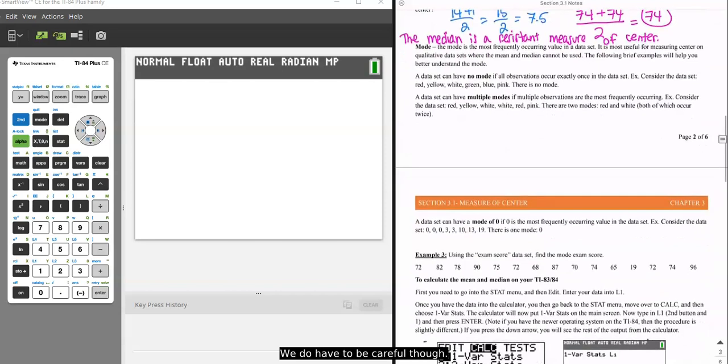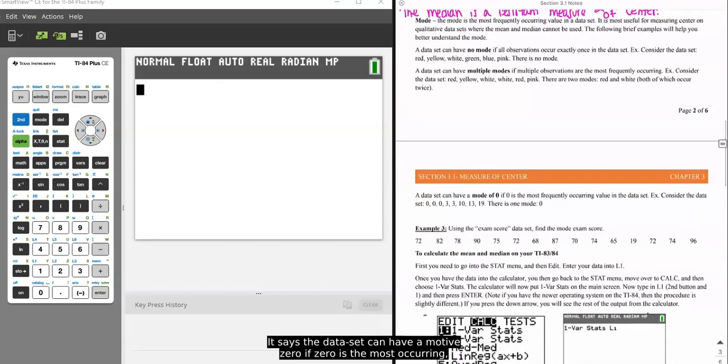We do have to be careful though. A data set can have a mode of 0 if 0 is the most frequently occurring value in the data set. Let's consider the data set 0, 0, 0, 3, 3, 10, 13, 19. We say there is one mode and it would be 0. So 0 does not mean no mode. It actually means that 0 is the mode. You do have to be careful in how you write that.